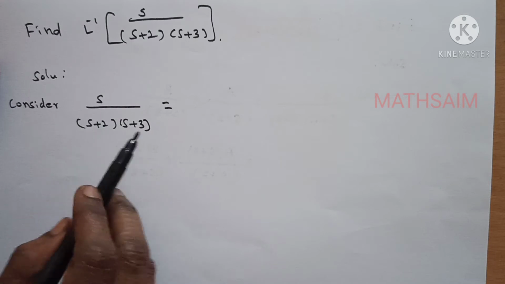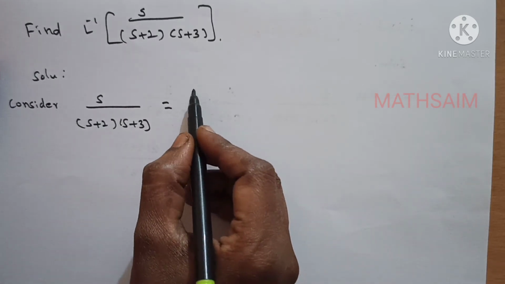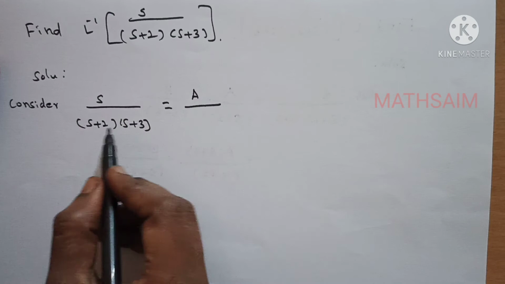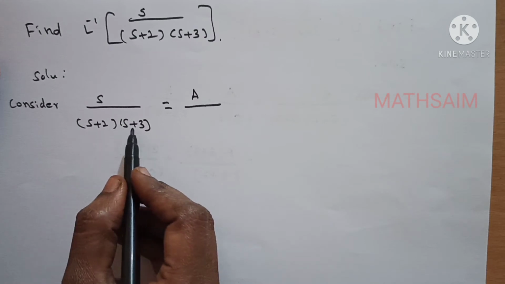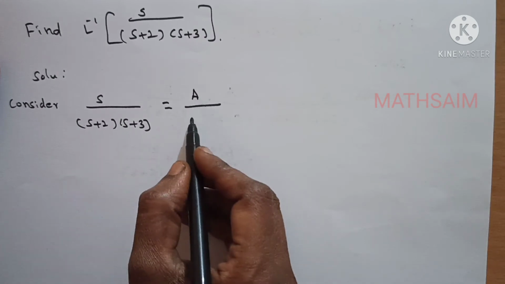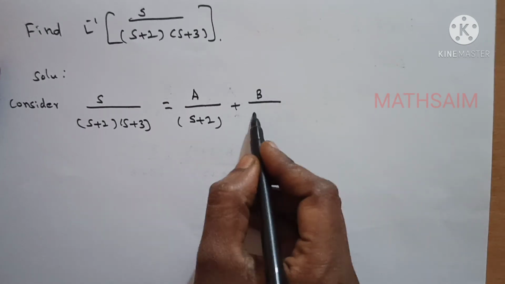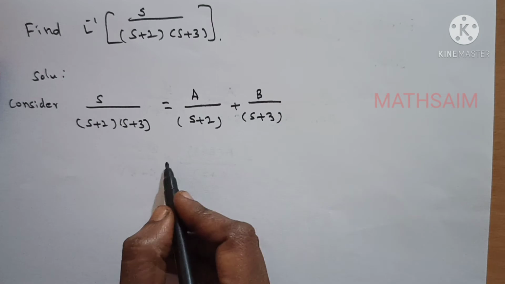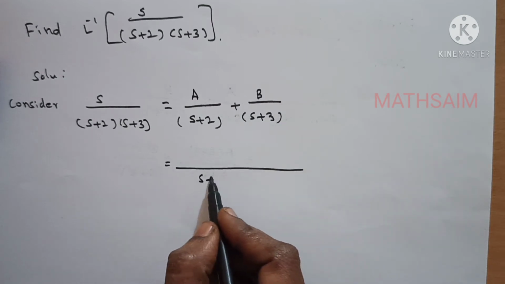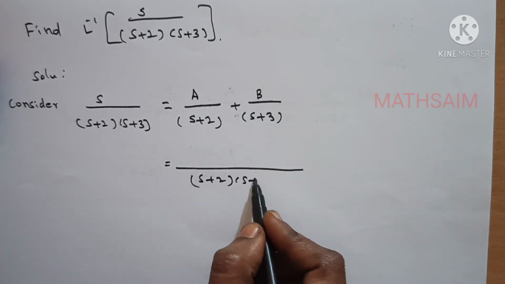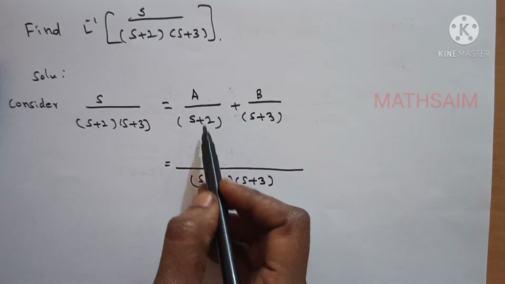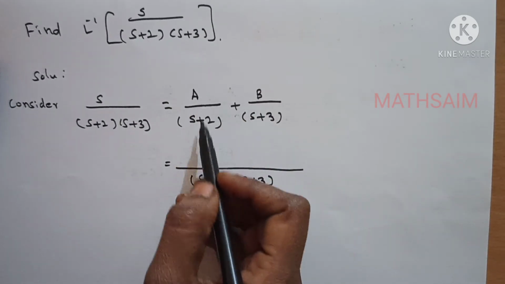So for this one, first you have to do the partial fraction. So s by this one I wrote here, and then in the denominator we have simple linear factors, so for that you use only constants: a by (s plus 2) plus b by (s plus 3). And then you just take the LCM, which will be (s plus 2) into (s plus 3). And in the numerator, what are you going to have? You just do simple cross multiplication.